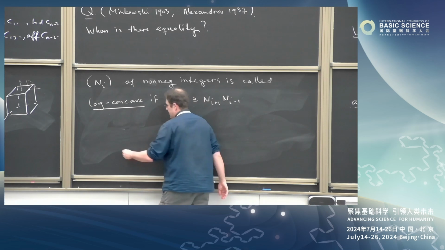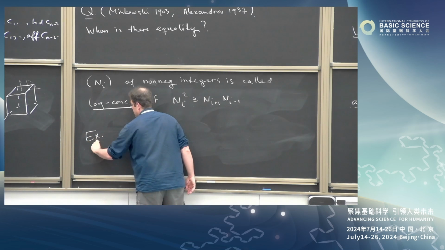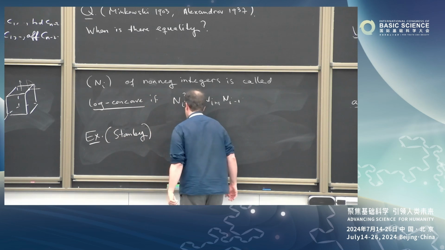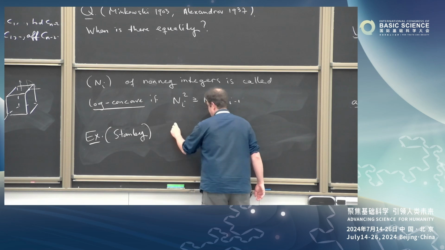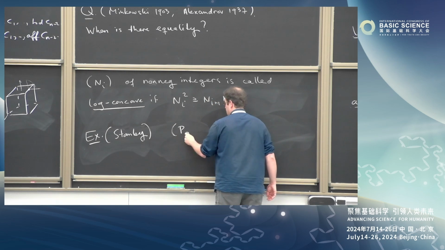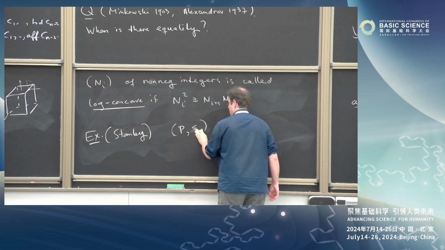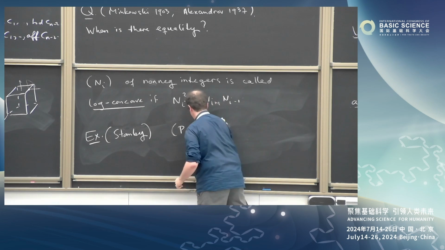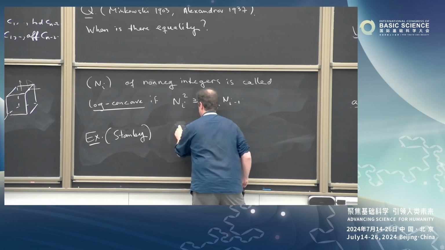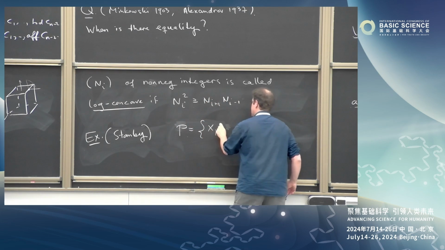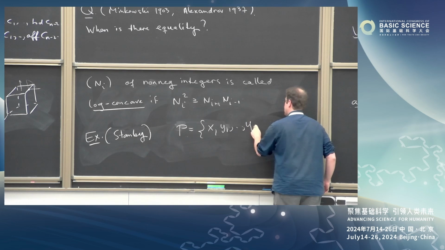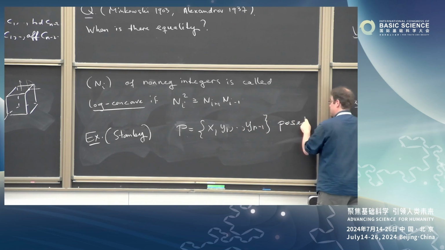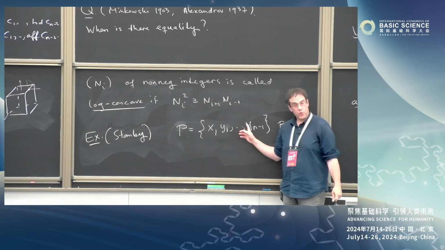But let me give an example. This is one of the earliest examples, due to Stanley. Let's take P, an arbitrary partially ordered set. Let me write it like this. P is a set with points x, y_1 to y_{n-1}, so it's a set of size n, any partially ordered set. So I take any partial order on this set.